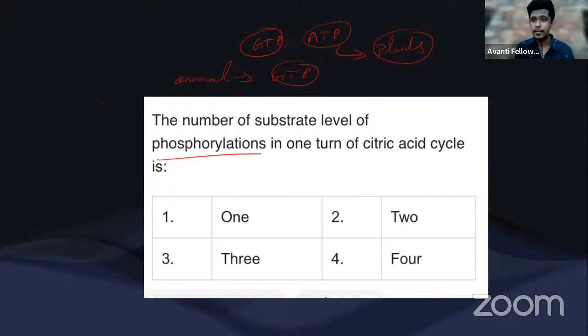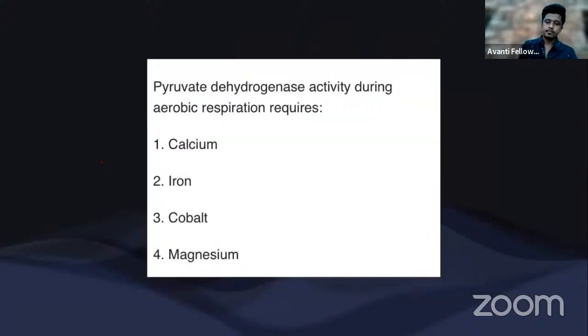So where does it happen? It happens at only one place. So our option is option 1. Observe the citric acid cycle and see where all the ATP or GTP production takes place throughout the cycle, and you will come across only one place where this is happening. So our answer is 1. Okay, so let's go for the next question.